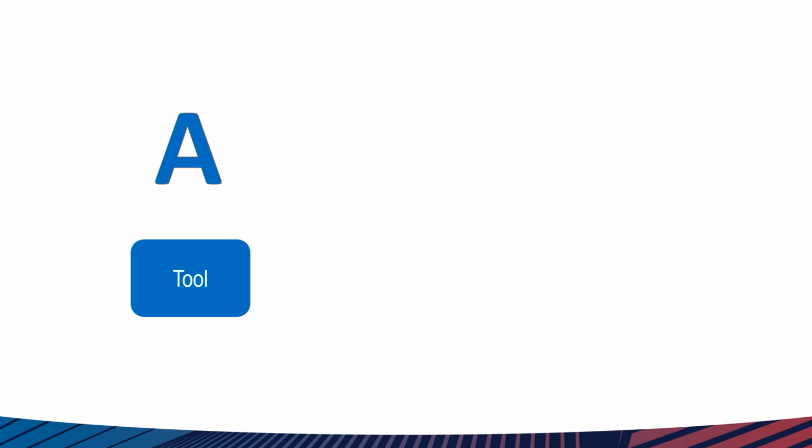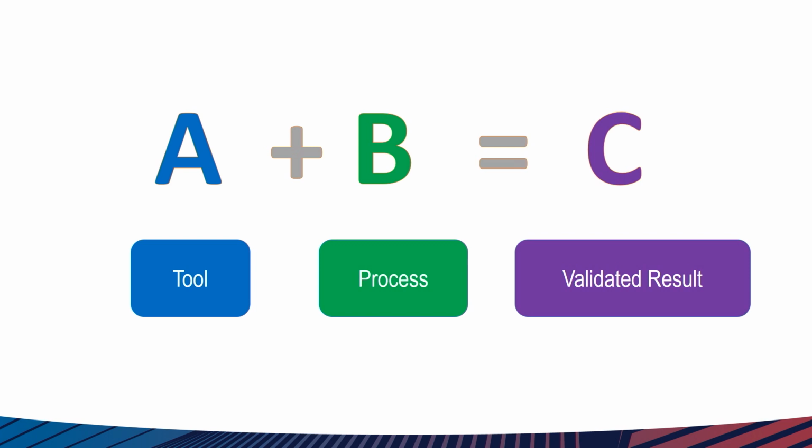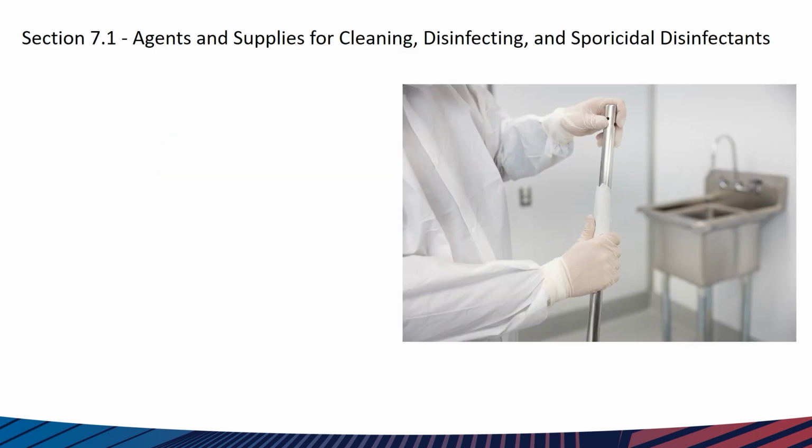A tool I like to use is A plus B equals C. You've got to give people the right tool to use. If I handed someone a string mop and asked them to go clean that wall, they wouldn't be able to do a very good job. So we've got to give them the right tool. You've got to teach them the right process. We're going to go into this clean room. We're going to start in our buffer room, on that far wall. We'll finish the buffer room, then we'll move into our ante room. You've got to prescribe those procedures. That way you can be confident in that validated result. A plus B equals C.